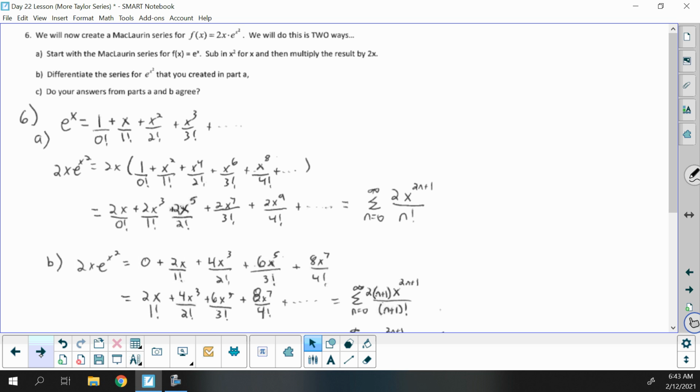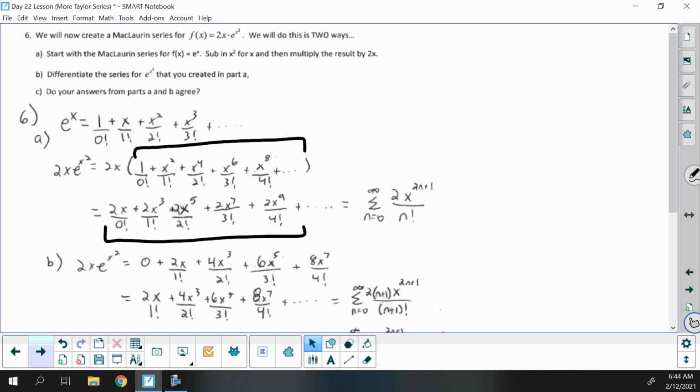So we're going to come up with a Maclaurin series. So that means our final answer should be a summation. We want 2x times e to the x squared. So we're going to start with our Maclaurin for e to the x, which has all of the powers and all of the factorials and everything's plus. Then we're going to sub in x squared, and that's what we have in the parentheses here. And then we're going to multiply by 2x. So we have this here.